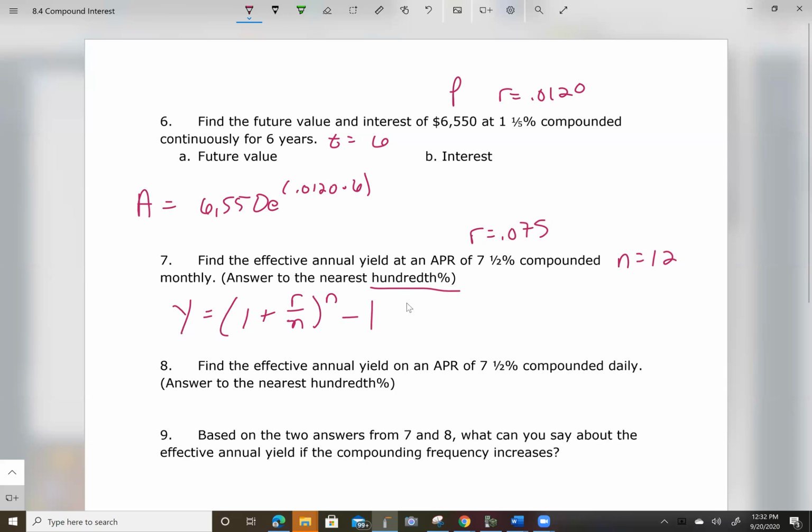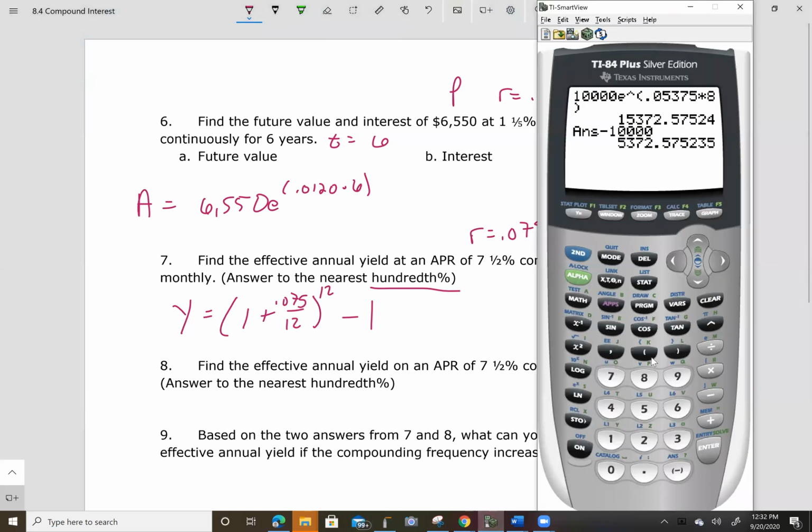So we're going to put in our numbers. So our R, I'm going to substitute in 0.075. And my N is 12. And so in the calculator, I am going to put parenthesis 1 plus, and then I have this fraction, so that's in parentheses, 0.075 divided by 12, parenthesis, to the power of 12 minus 1.